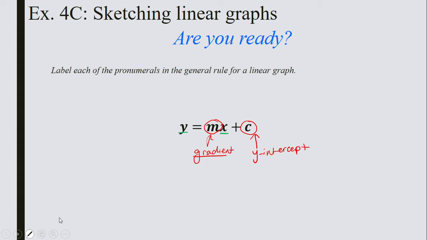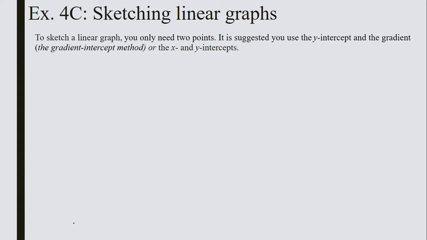We'll jump into the lesson now. So to sketch a linear graph, you really only need 2 points. There are a few different methods you can use. The y-intercept method or intercept gradient method is nice and easy, and it's the one I definitely prefer to use. You could also just use the x and y intercepts if you like. Realistically, you should be ruling all of your axes out neatly using a ruler and drawing all of your lines nice and straight. So it doesn't matter which 2 points you pick.